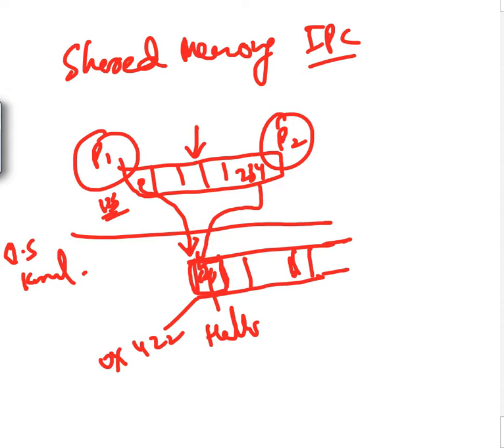Now P2 thinks it's its own memory. P1 thinks it's its own memory, but it's not. It's actually virtual memory space here, and both link to the same memory location in actual physical memory.